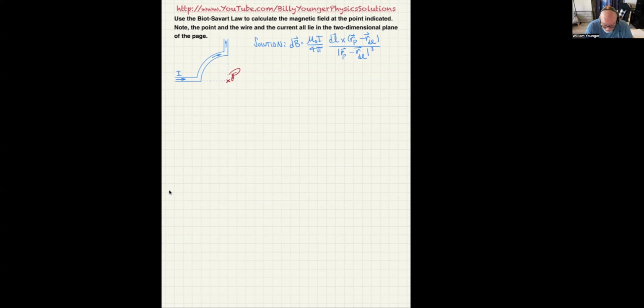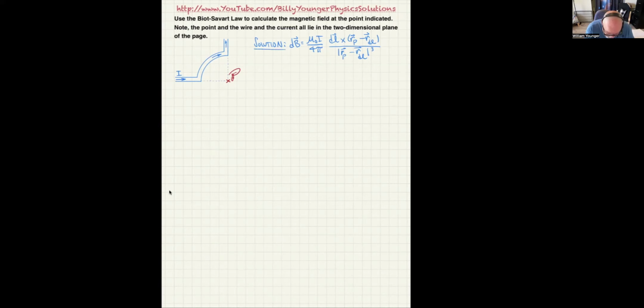Now, the dl is a differential line segment vector that points along the current carrying wire in the direction of the current I. rp is a vector that points from the coordinate origin, whatever coordinate you choose, to the point P at which we wish to know the magnetic field. The vector r_dl points from the coordinate origin to the location of the differential length vector dl. And then, of course, the magnitude of rp minus r_dl is just the magnitude of that vector. So this is what we're going to use.